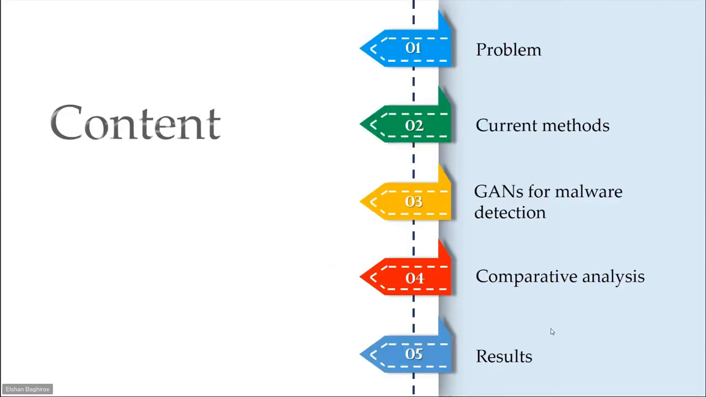Firstly, I will provide information about malware and its effects. Next, I will discuss trends in malware. Subsequently, I will delve into the various existing methods for malware detection, highlighting their advantages and disadvantages. Following that, I will cover the topic of using generative adversarial networks for malware detection, addressing challenges, and concluding with a comparative analysis.